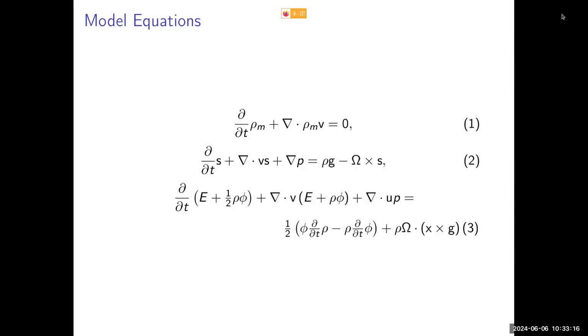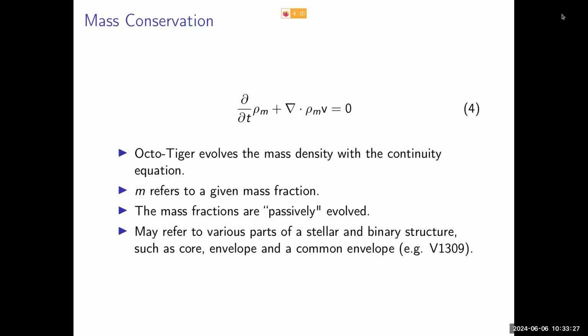So these are the equations that it's solving: mass conservation, momentum conservation, energy conservation. So with the mass conservation, we're not just evolving a single density, we evolve multiple densities so that we can track different parts of the stars that we're evolving. It's a completely passive thing. It's just like a tracer. So we can track where the different parts of the star wind up. You know, where each star winds up.